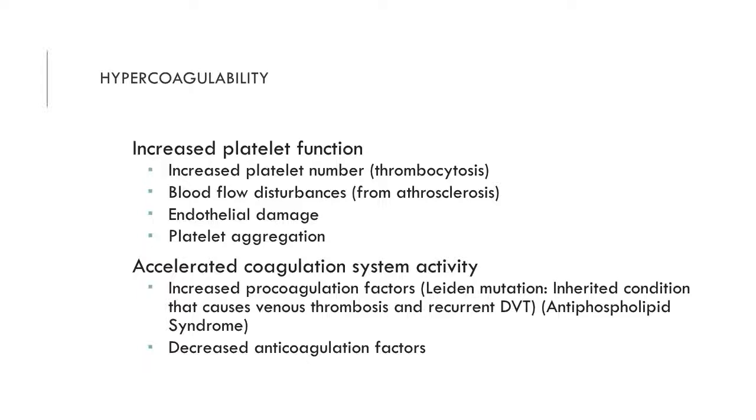We could also have problems with accelerated coagulation system activity, like increased procoagulation factors. A Leiden mutation, which is an inherited disorder, causes venous thrombosis and recurrent DVTs. We also have something known as antiphospholipid syndrome, which also leads to increased coagulability. And then we can also have a problem of decreased anticoagulation factors, so that would cause clots to form more easily.